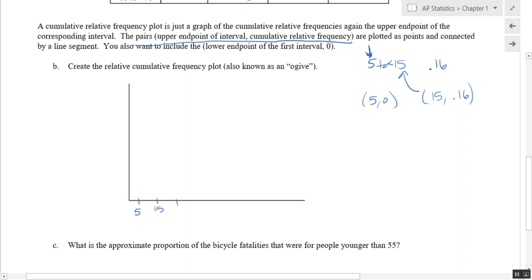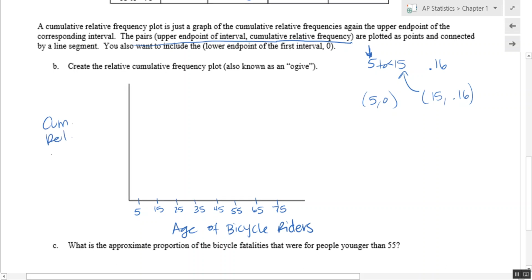So I'm just going to count by 10 up to 75, which was our max. And so this is the age of the bicycle riders. On the left side, we have our cumulative relative frequency. I'm just going to abbreviate all those. And here our cumulative relative frequency goes all the way up to 1, so we have to have everything in there.